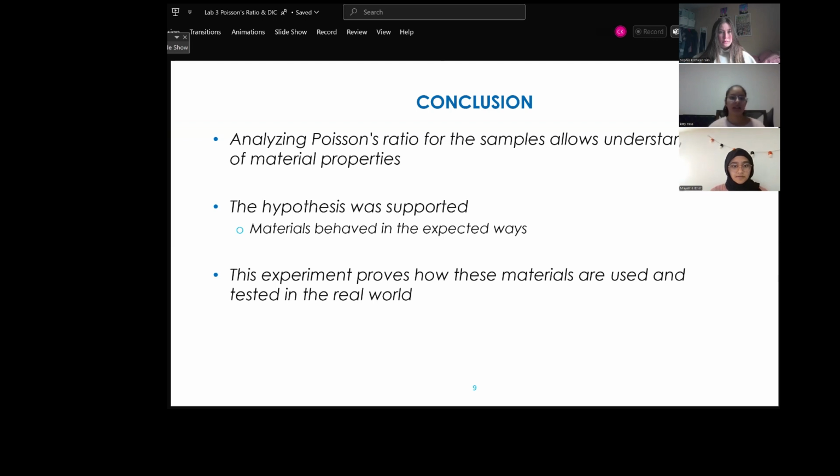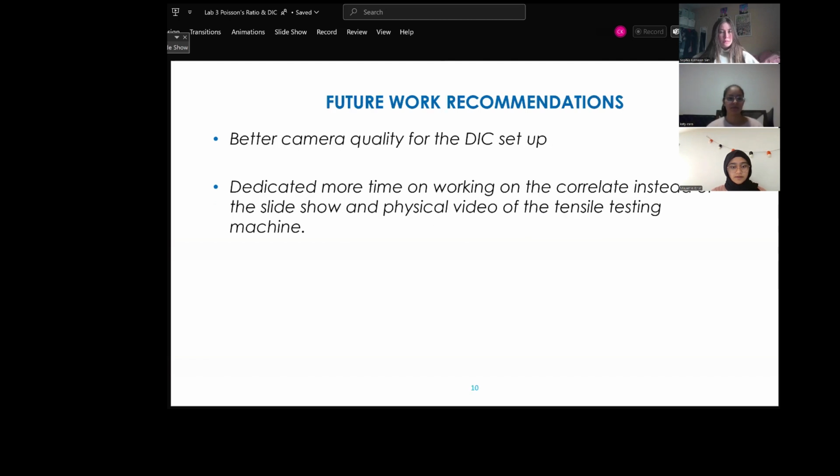So we did think that the samples would stretch, and they did stretch a little bit, even though they didn't stretch as much as we thought they would. The nylon was the one we thought would stretch the most, and it did. So for future work, we would have set up the camera just a little bit better and also spent more time on the Correlate graphs rather than the slideshow and the presentation.